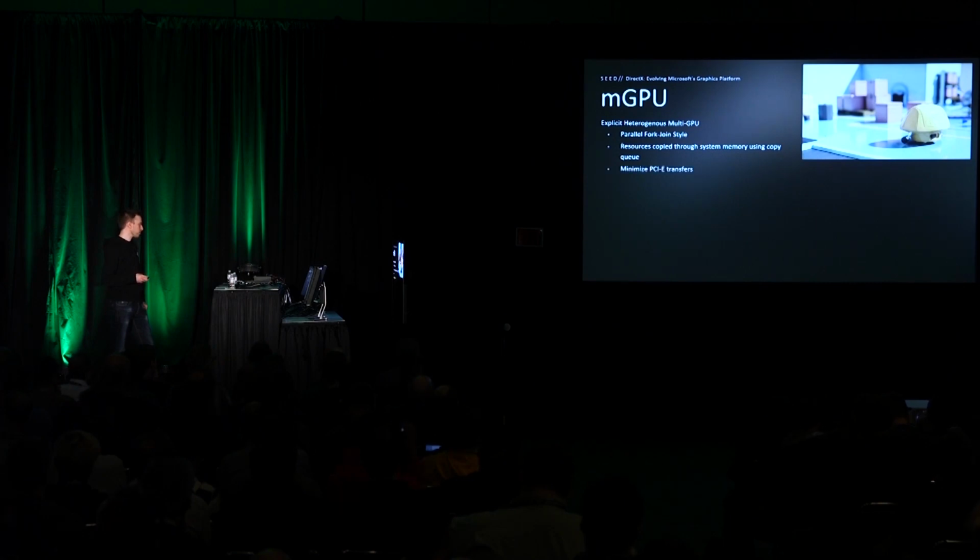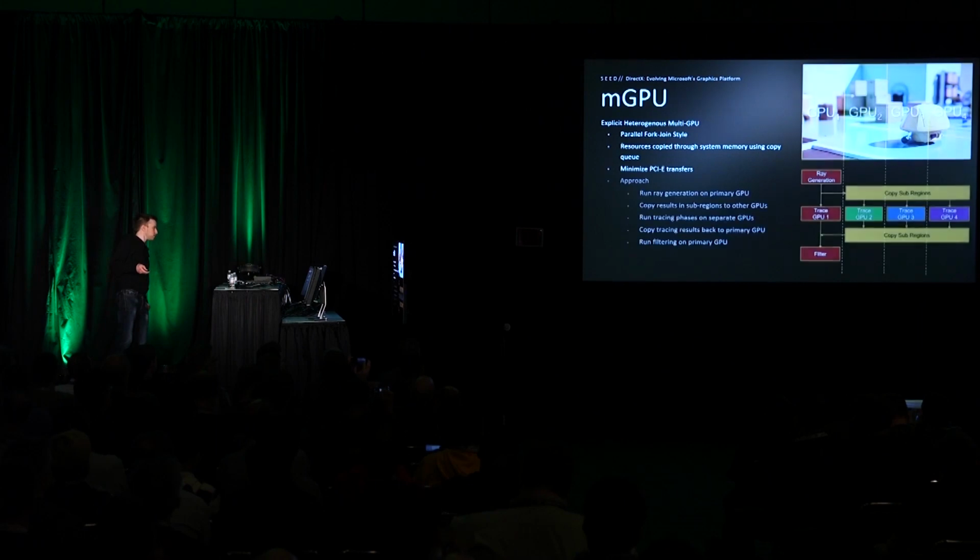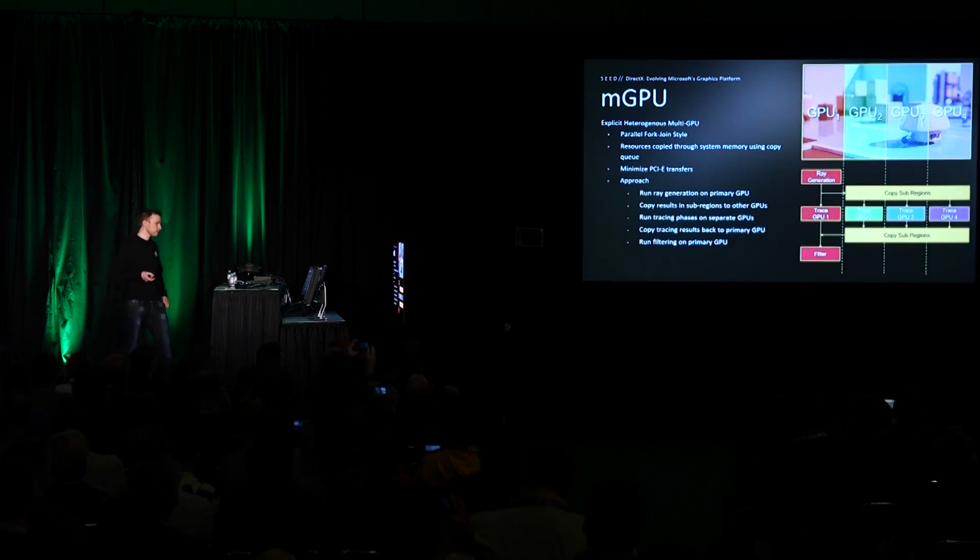So if we take this scene, we split it up. So first we run the ray generation. Did I accelerate everything? Okay. Oh, it's all in one. Well, anyways, so we run the ray generation on the primary GPU for the entire screen.